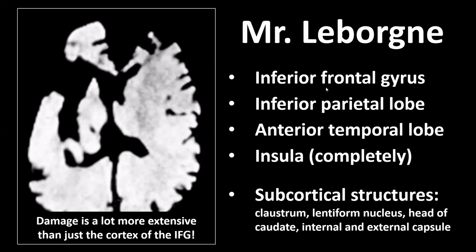So what is involved? Inferior frontal gyrus, but also inferior parietal lobe, anterior temporal lobe, insula completely destroyed, and several subcortical structures such as the lentiform and caudate nucleus, the claustrum, and the internal and external capsule.